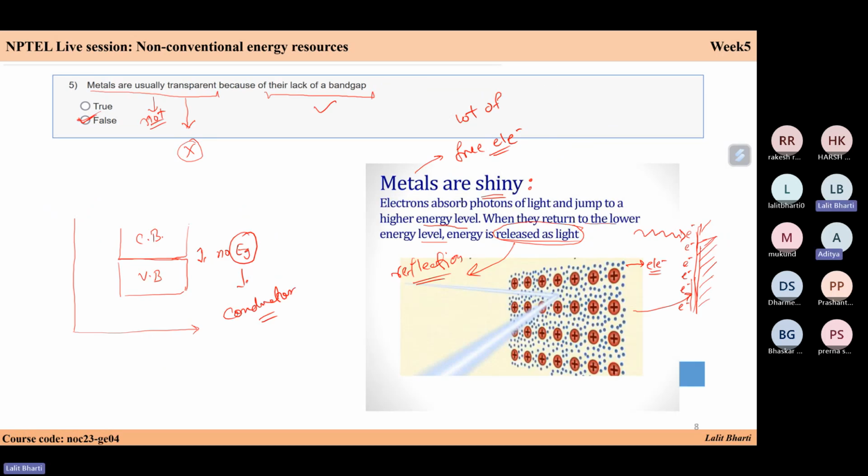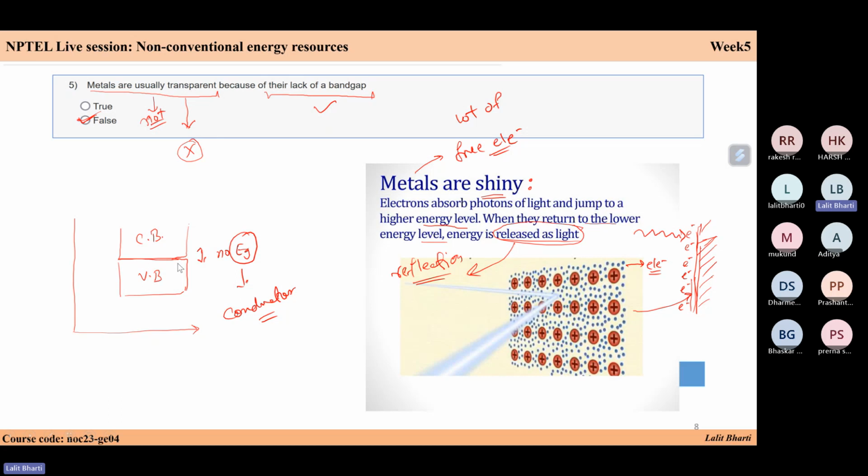So here the question comes with what we have already discussed. Metals are usually transparent because of the lack of band gap. So this statement is false, they are not transparent. No metal you will see which is transparent. So you go to any metal, take any metal, it will be shiny or non-transparent.